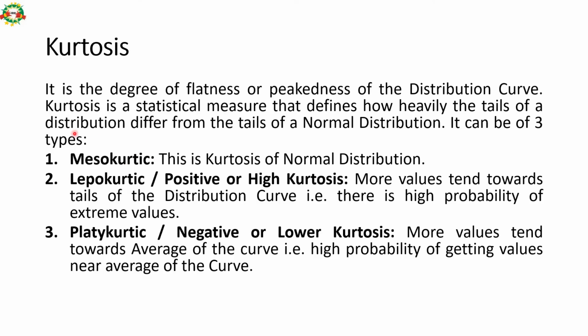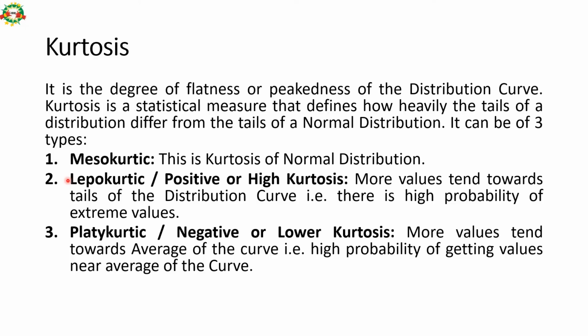The first type of kurtosis is mesokurtic. It is the kurtosis of a normal distribution. If it is a normal distribution, that means mean, mode, and median are all equal at the central point. Of that normal distribution, the tails, or starting or end points, are called mesokurtic.